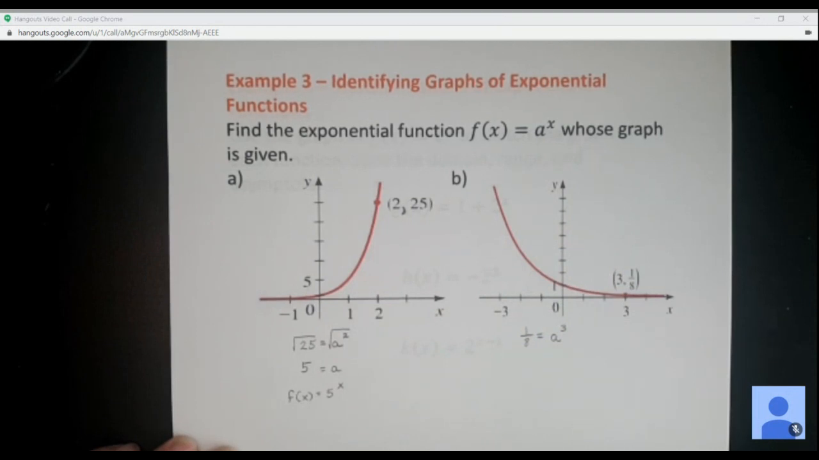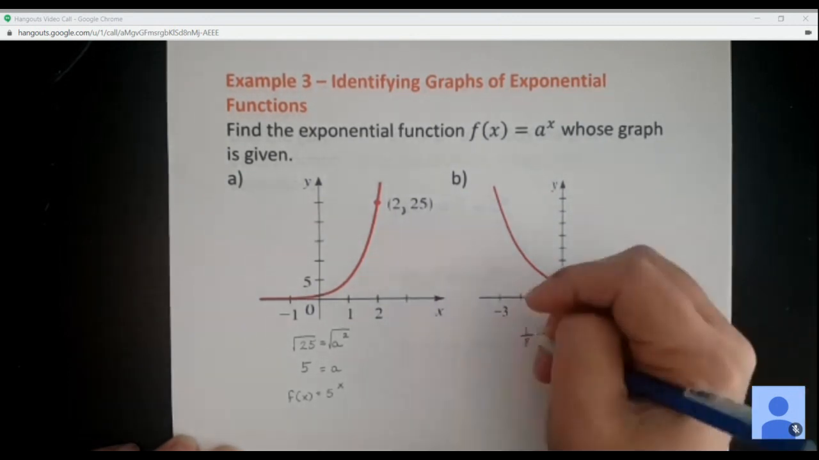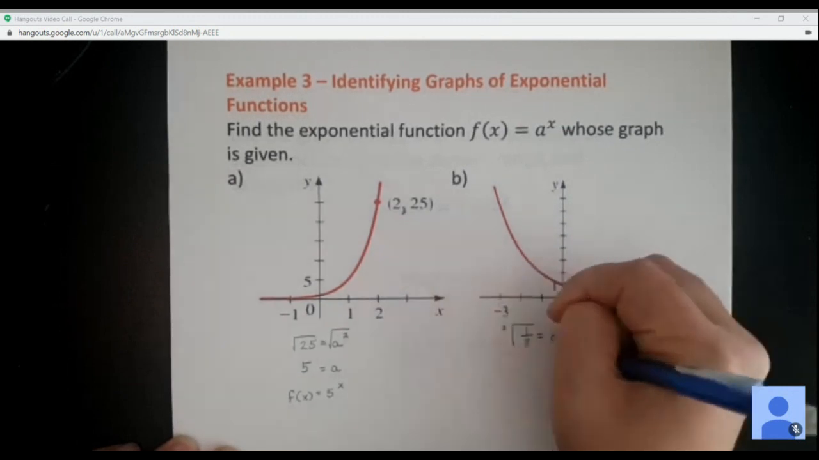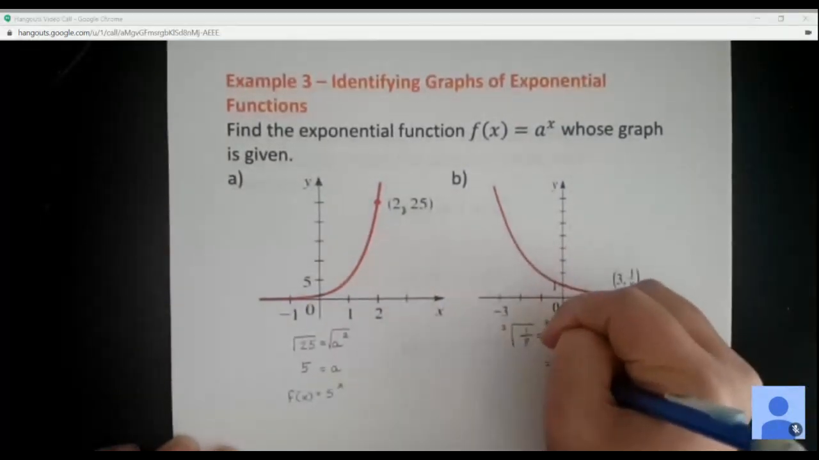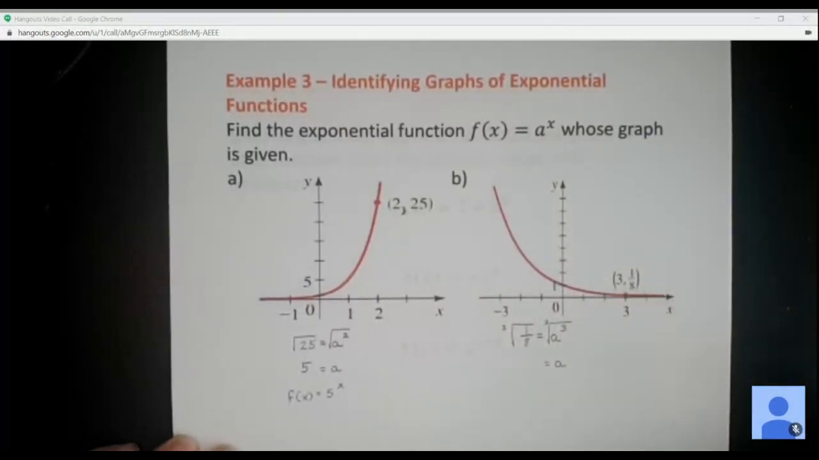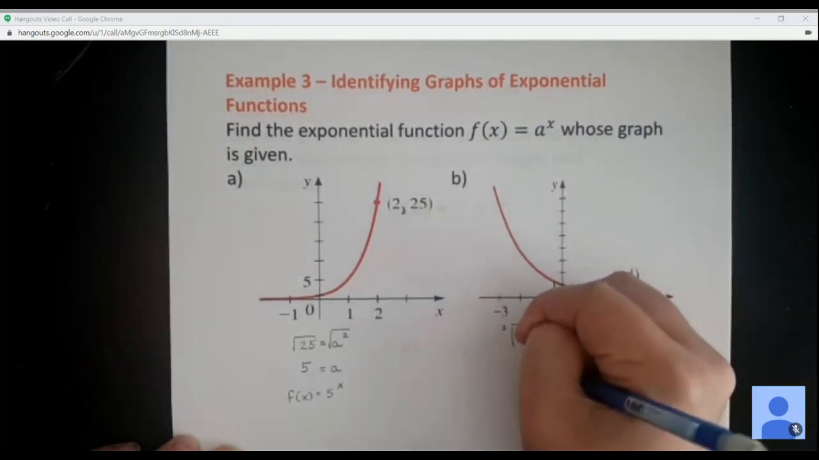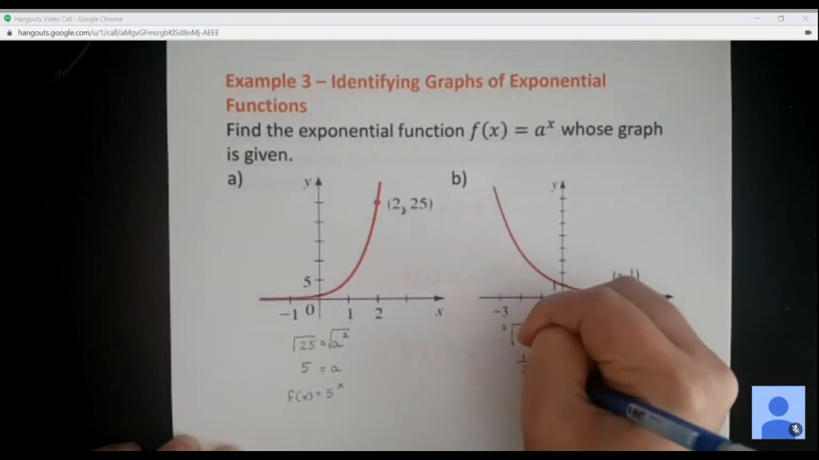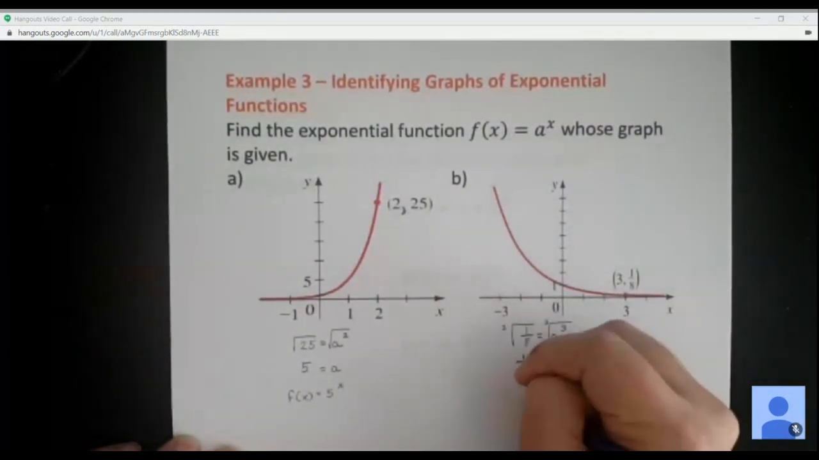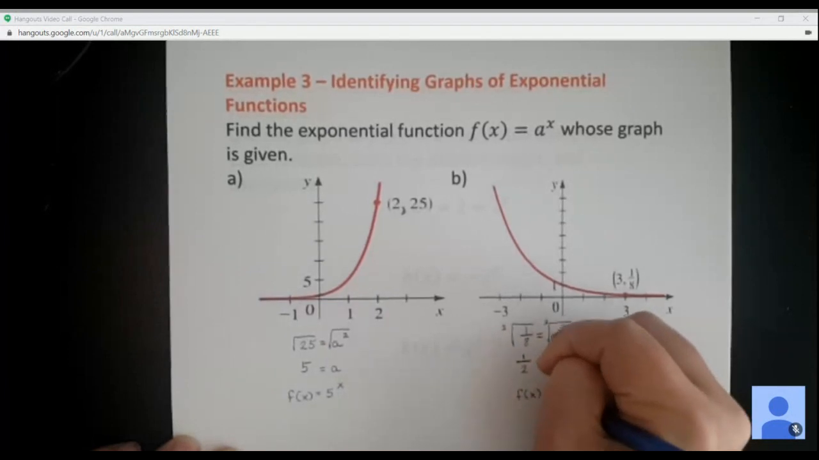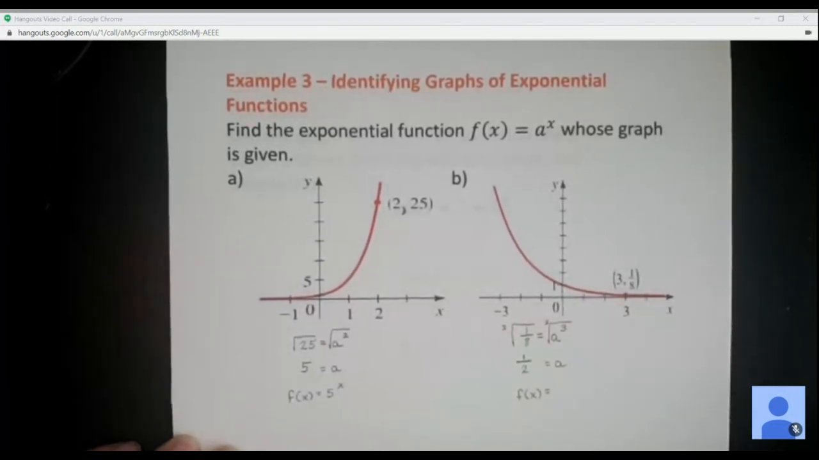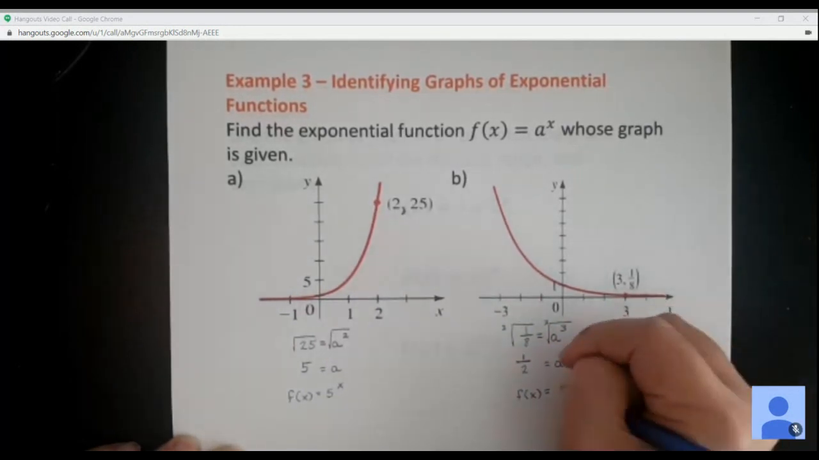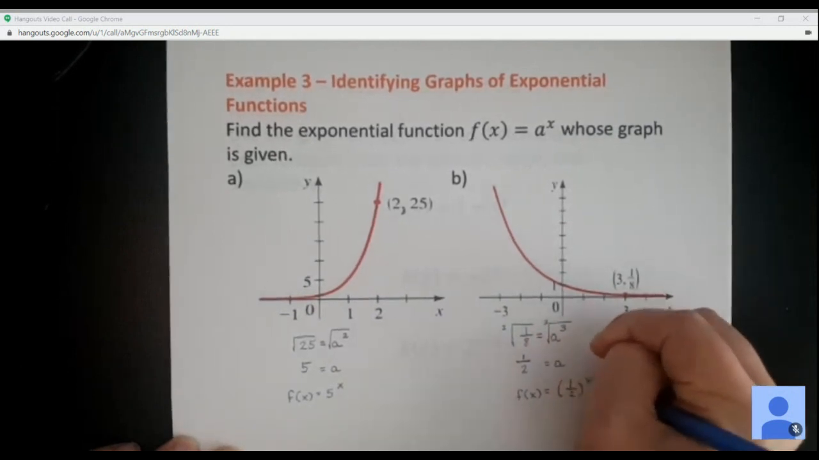Okay, now how would you solve that one to find a value? Good. This time we're going to have to take the cubed root of both sides to get rid of the third power. That gives me my a now. What would be the cubed root of 1/8? Good. So the cube root of 1 is 1. Cube root of 8 is 2. We just end up with 1/2 in this case. So what's the function going to be this time? Good. So it's just going to be 1/2 to the x power.